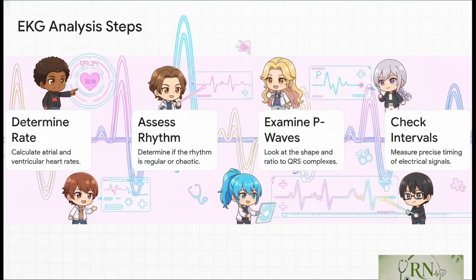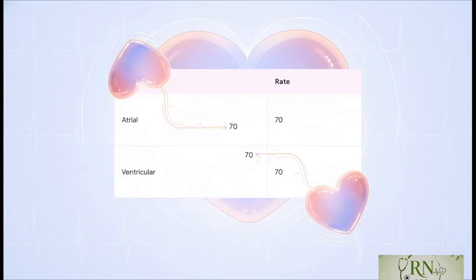So to strip away all that confusion, we're going to use a strict 4-step checklist. Step 1, rate. Step 2, rhythm. Step 3, P waves. And step 4, intervals. Running every strip through this exact filter is the secret. So let's start with step 1. Okay, starting with the rate.